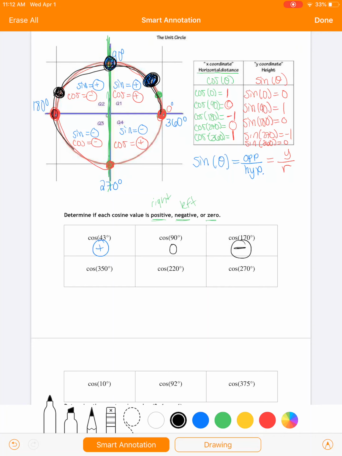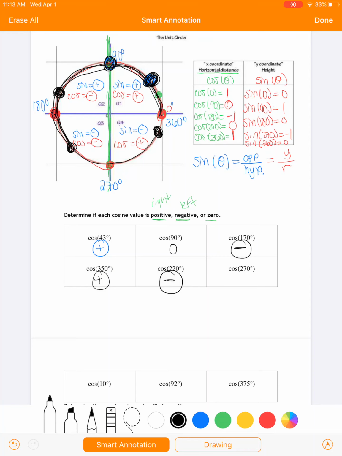350 degrees would mean I go almost all the way around, right? I stop about here. And now I am on the right side. Again, I'm almost as far to the right as I could be, right? I'll be as far to the right as I could be at 360, but at 350 degrees, I'm on the right side, so cosine of 350 degrees is positive. 220, so I have to go 180 degrees and some past it, right? But not quite to 270. And again, this dot is now on the left side. So that means after I did a 220 degree rotation, cosine of 220 would be negative.